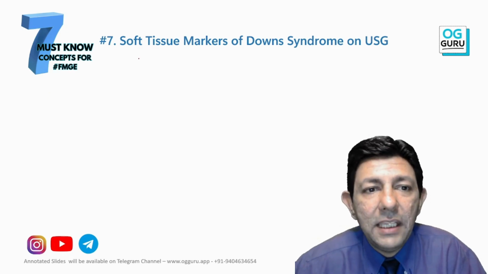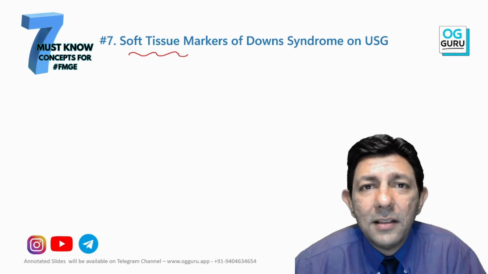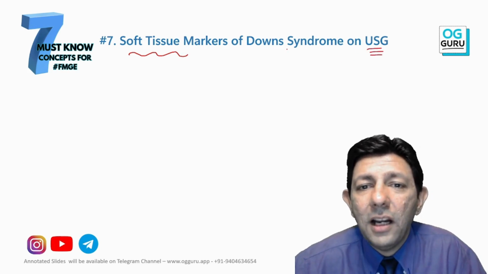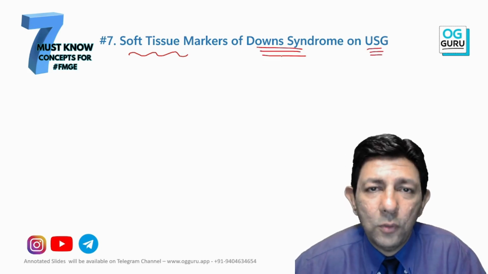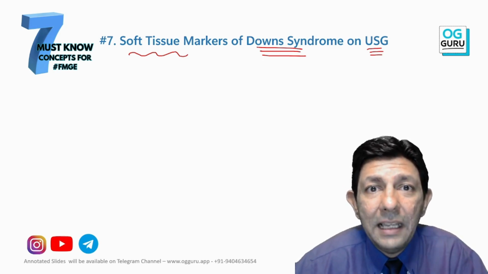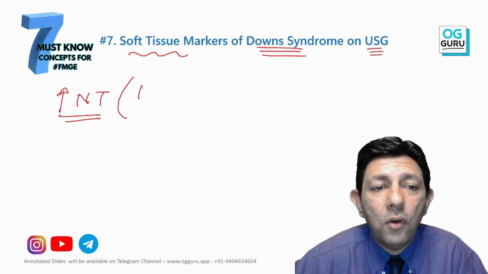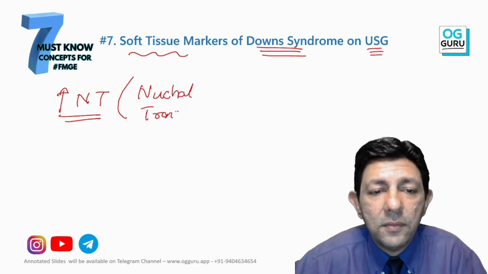Okay. And moving on to the last pearl of wisdom and last important gyan. Yes, very, very important. What are the soft tissue markers? Soft tissue markers are signs which we get on ultrasonography for Down syndrome. So surely we need to know. Many students know only one, and that's why I'm going to teach you this. That's an increase in NT that everybody should know. What is this NT? Nuchal translucency.